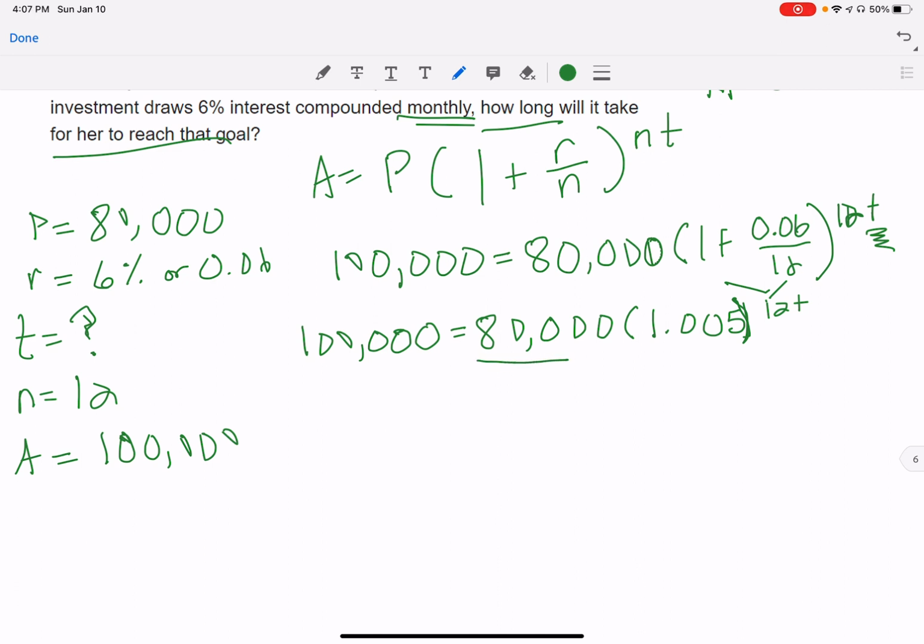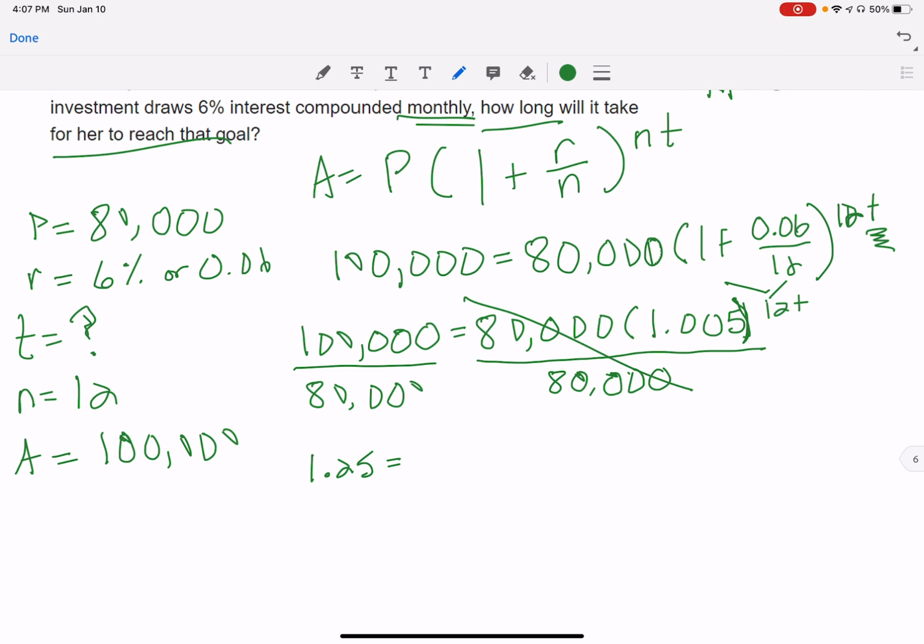Working to get t by itself, I'm solving this just like I would a regular equation when solving for a variable. My next step is to divide by 80,000 on both sides, to get rid of that over there, leaving me with 1.25 here, and the exponent is 12t.